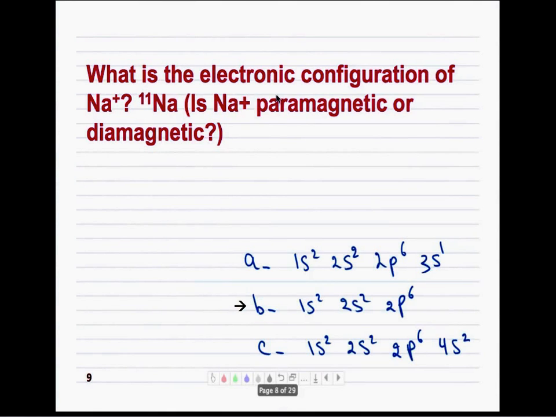What is the electronic configuration of Na+, knowing that Na has 11 electrons? And think about whether Na+ is paramagnetic or diamagnetic. I'm going to stop it at this point.